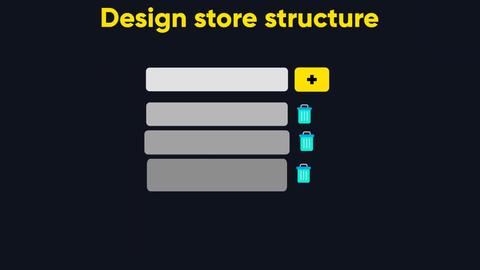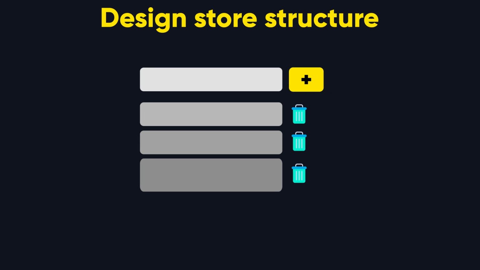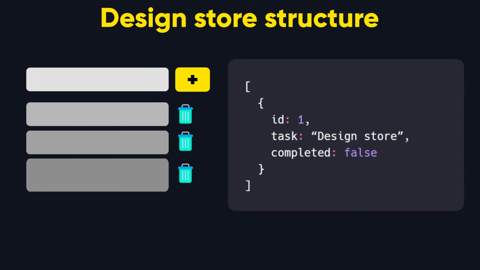So let's design the store structure for this to-do application, or we can say how we want to store data in the store. For now, we want to add just tasks for this application. So we store all our task details in an array. So our store looks like this. For each task, we add an object in this array. This single object for a task has 3 properties: its unique ID, task details, and completed property. By default, we set completed to false.